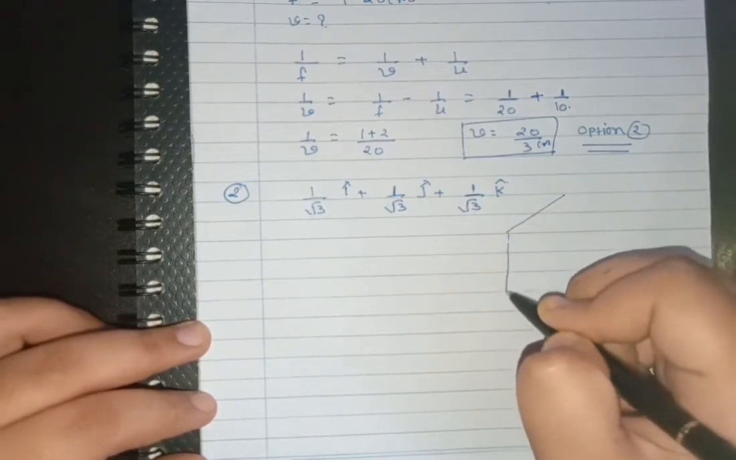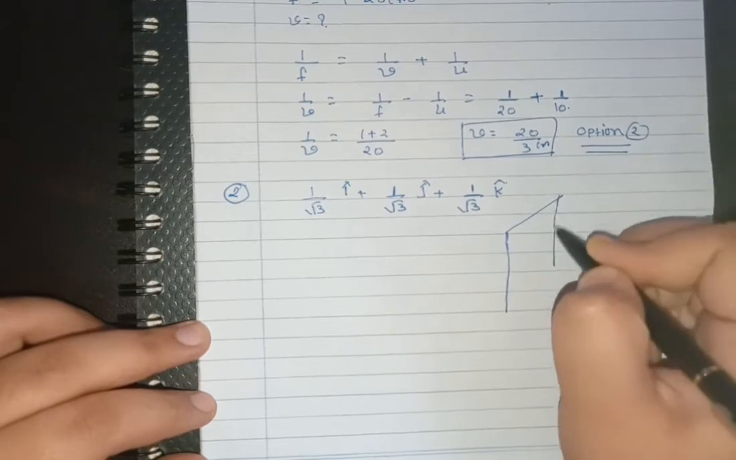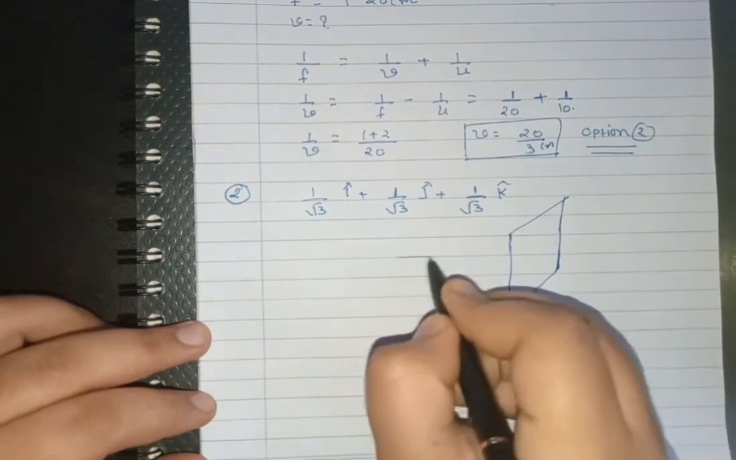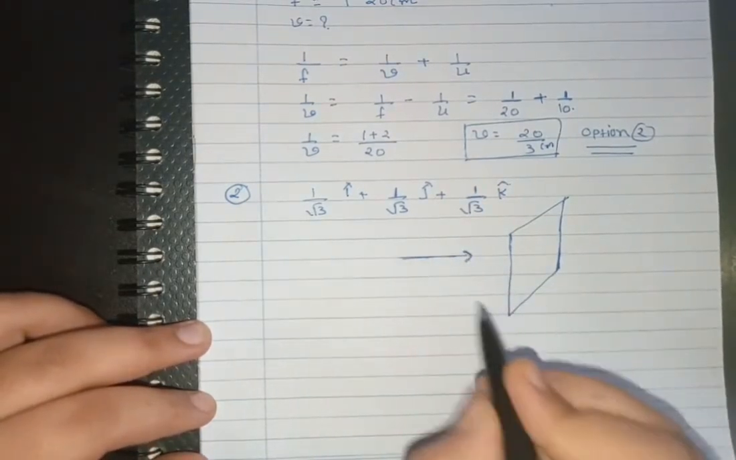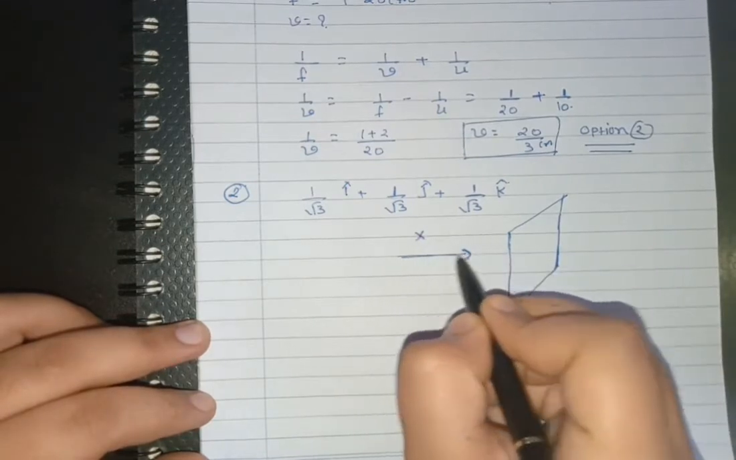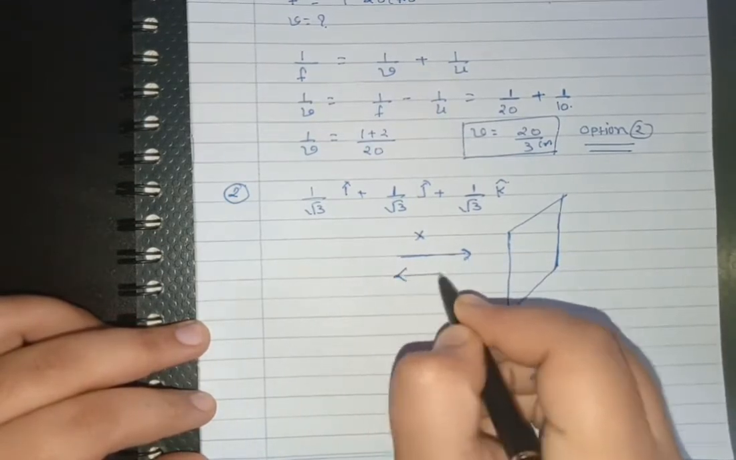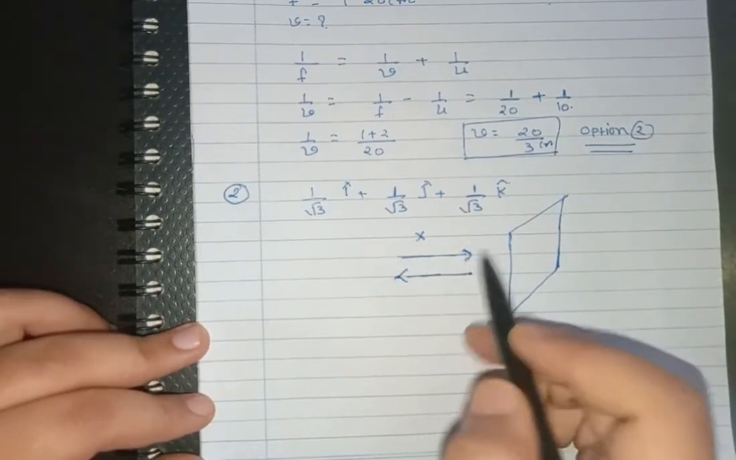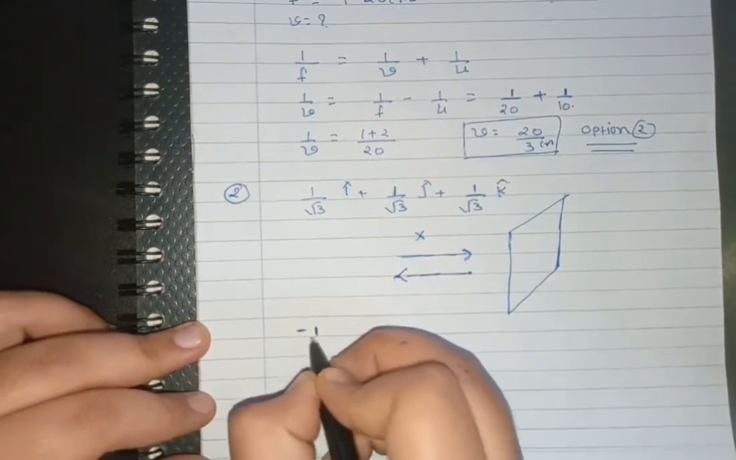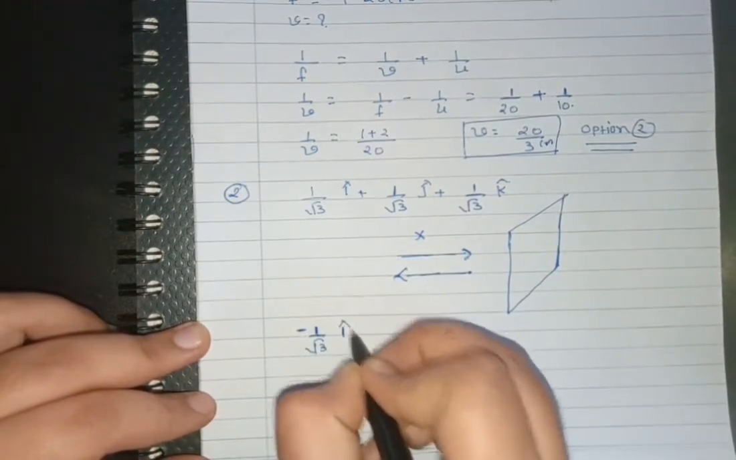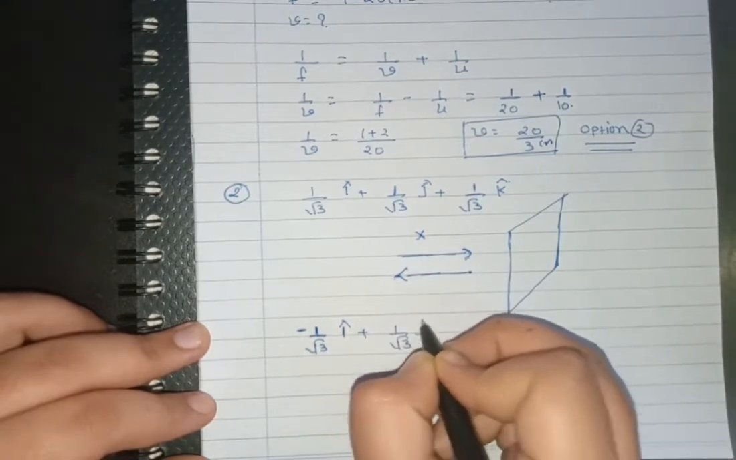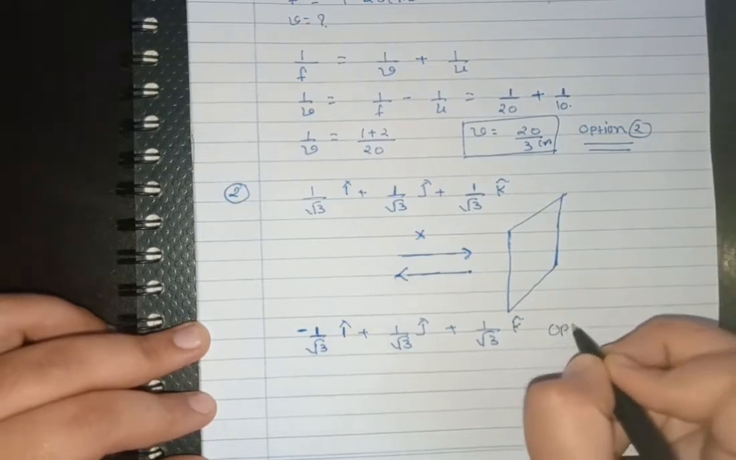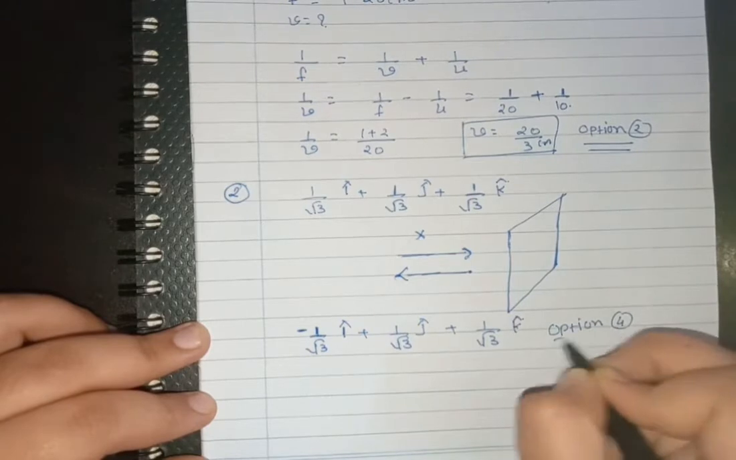Let's say this is the plane mirror along YZ axis. If this is the YZ axis, this will be the direction of x-axis. If this is the incident ray, then reflected ray will be exactly in the opposite direction. So only x component will be reversed. So the reflected ray will be minus 1 by root 3 I cap plus 1 by root 3 j cap plus 1 by root 3 k cap. So option 4 is correct option.